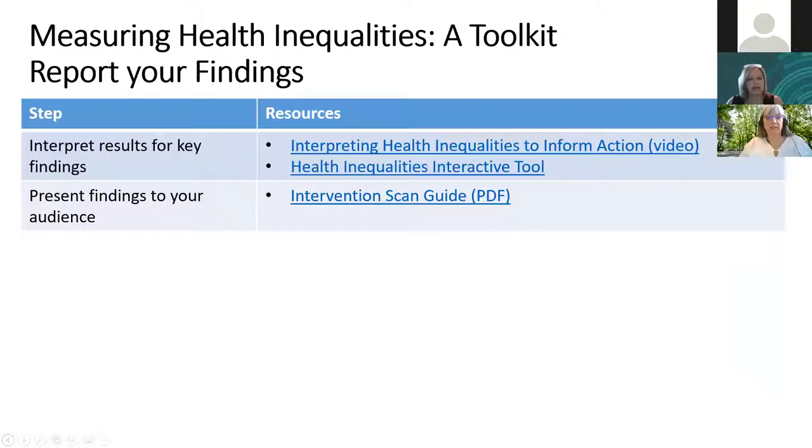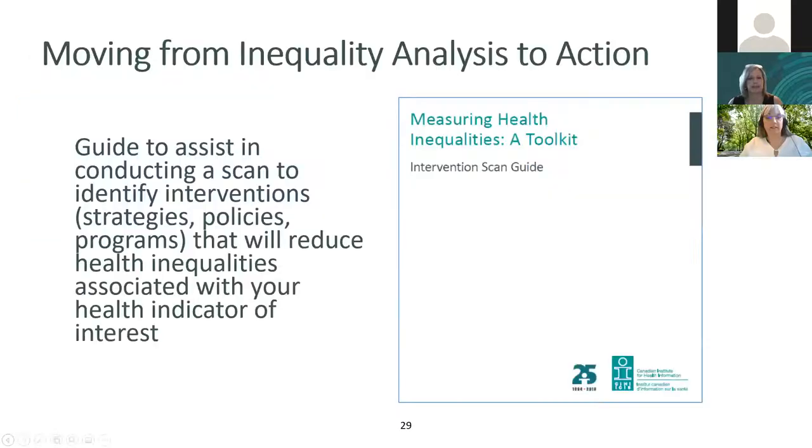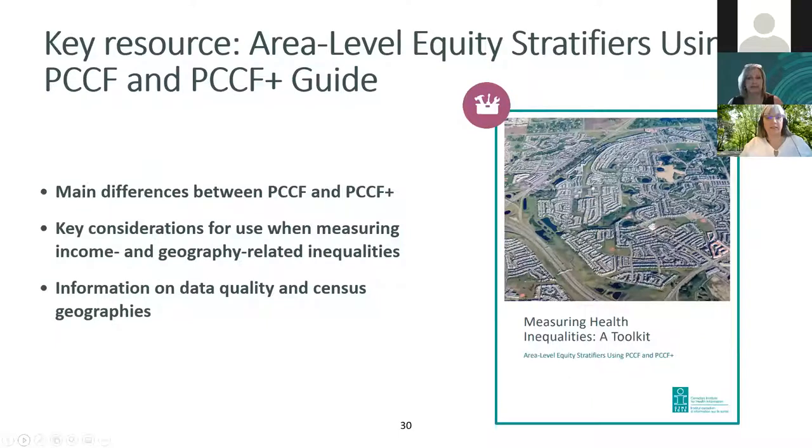Finally, the Health Inequalities Toolkit also provides guidance for interpreting and presenting your findings along with additional resources. Next slide. A couple of the other features and resources I'm going to speak to you about, which I think are helpful. This particular intervention scan guide is helpful to inform the process from analysis to action. So once you've completed that analysis and determined your inequalities, what do you do next? The guide was developed to help you with identifying potential strategies, policies, or programs that can help reduce the health inequality that you have identified. Next slide.